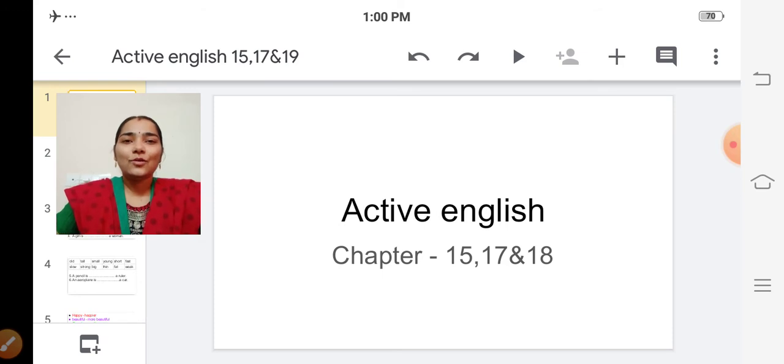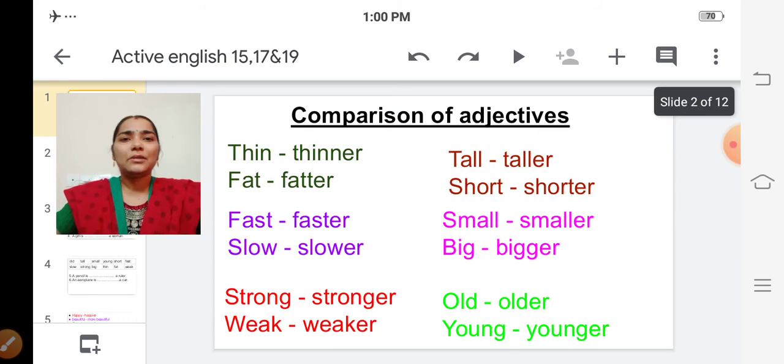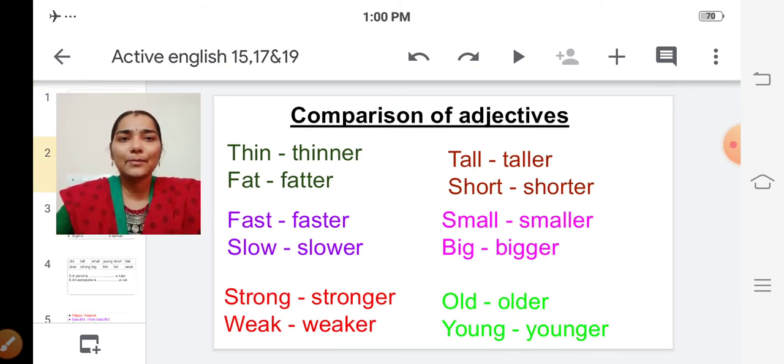Yes. So let's move on to today's topic. We are going to see chapters 15, 17 and 18 in Active English. What is chapter number 15? It is comparison of adjectives.